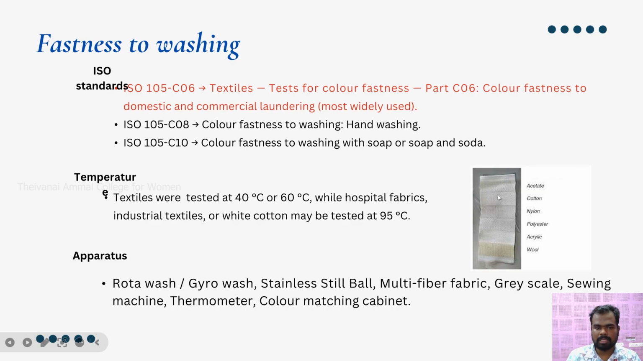So using this multi-fiber, we'll do some procedure to analyze the color fastness of every fabric with respect to these kinds of fibers. The temperature of the procedure we are going to conduct is 40 degrees Celsius to 60 degrees Celsius, and for cotton 95 degrees Celsius. The apparatus are the Rota Wash or Cryo Wash machine, stainless steel balls, multi-fiber fabric, grayscale, sewing machine, thermometer and color matching cabinet.